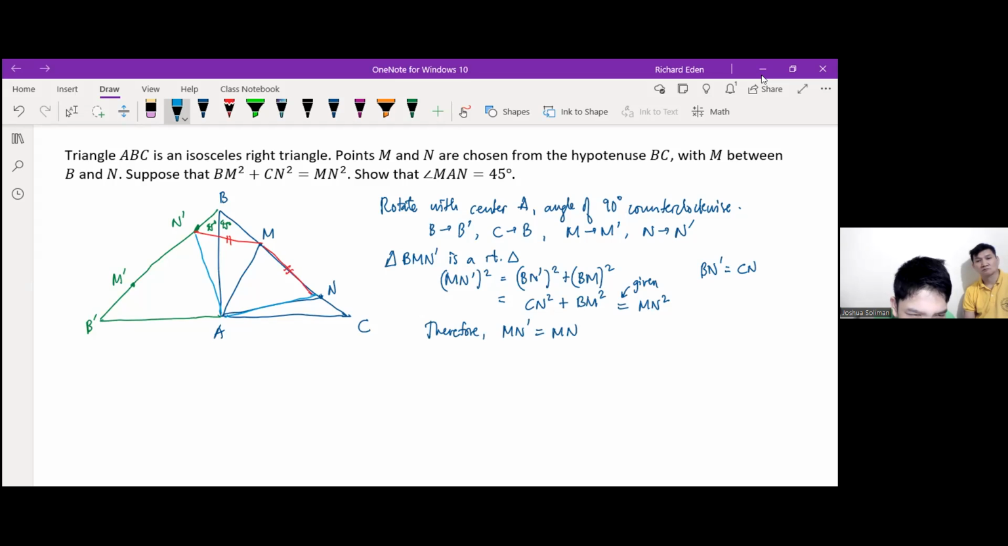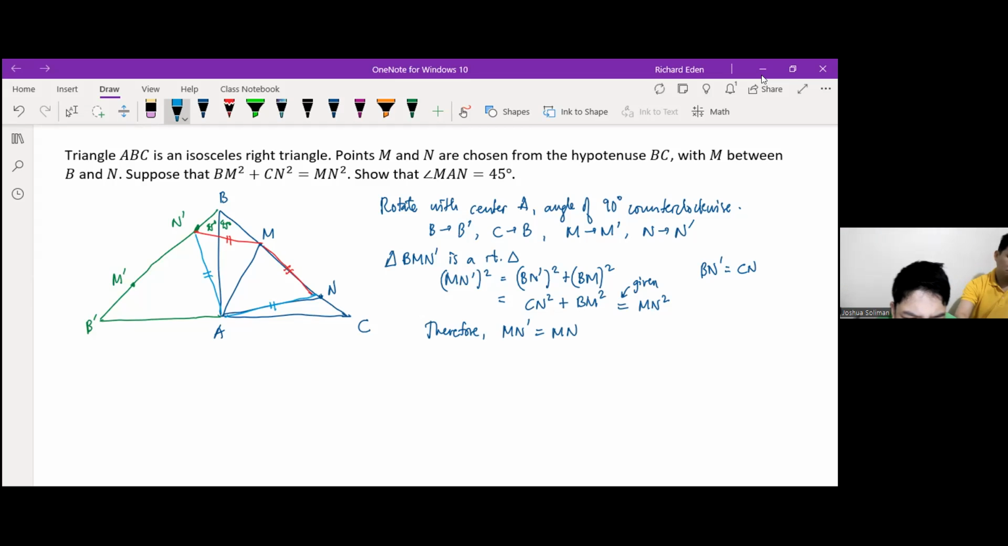Okay, so all right, first off, AN has image AN prime. N has image N prime. But then the rotation is 90 degrees. So maybe we could write down, first off, AN equals AN prime, right? Because AN prime is the image of AN.